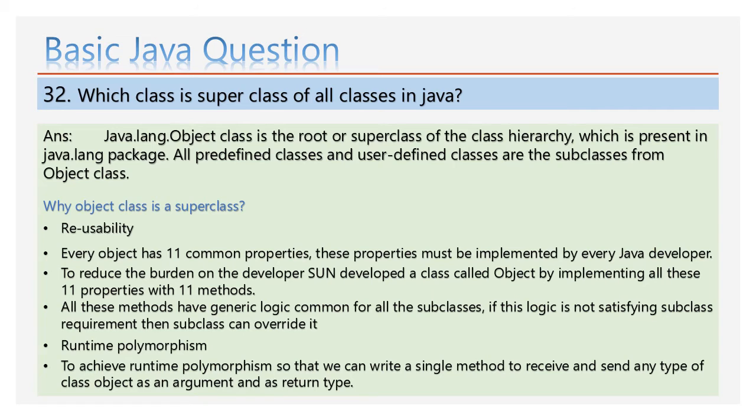Runtime polymorphism. To achieve runtime polymorphism, so that we can write a single method to receive and send any type of class object as an argument and as a return type.